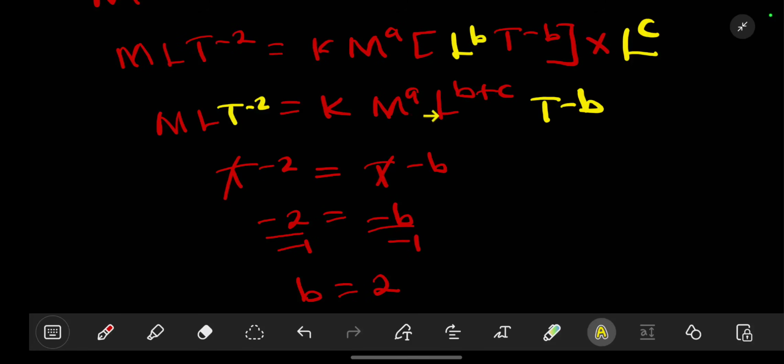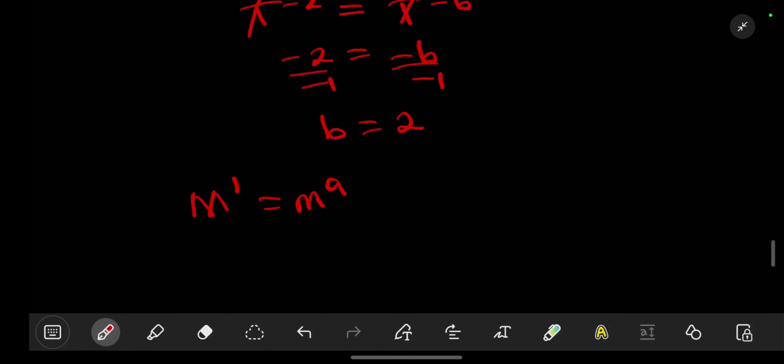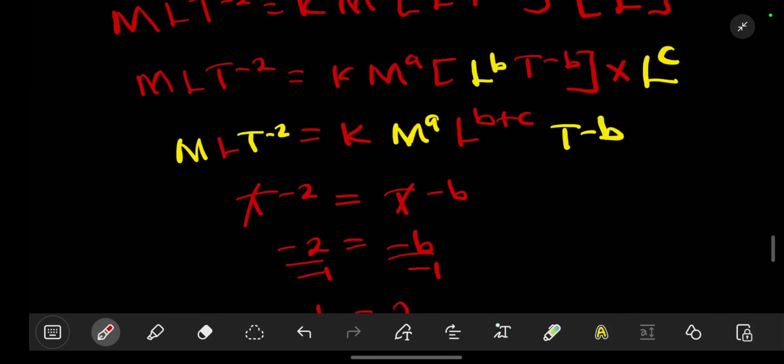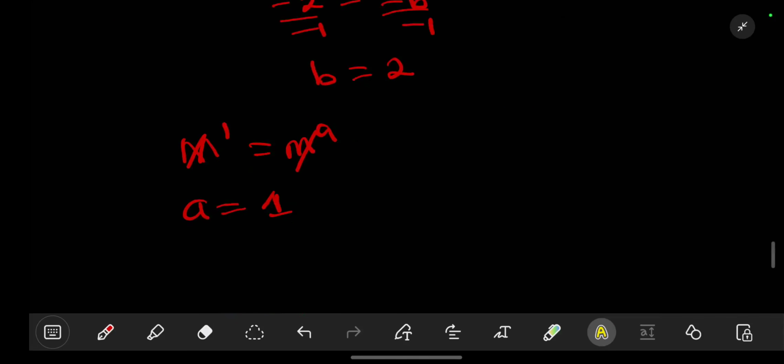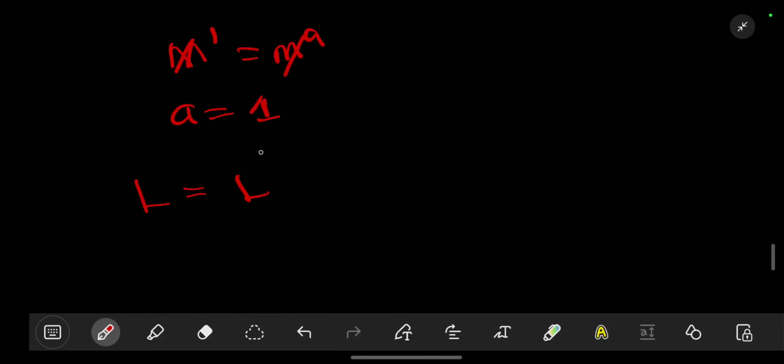Same, let's deal with the ones that can give us a direct answer. So we equate M to the power 1 should be equal to M to the power of A. This and this cancel, so A is equal to positive 1. Last but not least, we equate this to this. So we have L should be equal to L to the power of B plus C, like that.